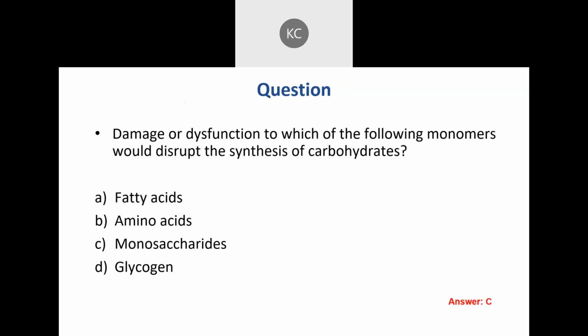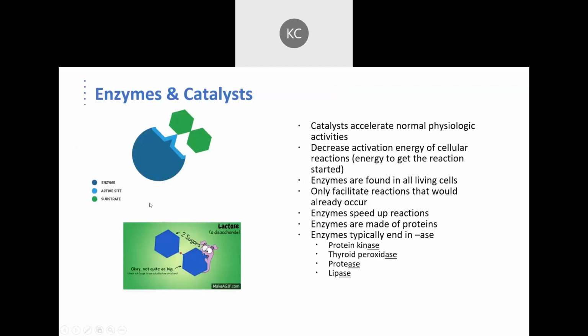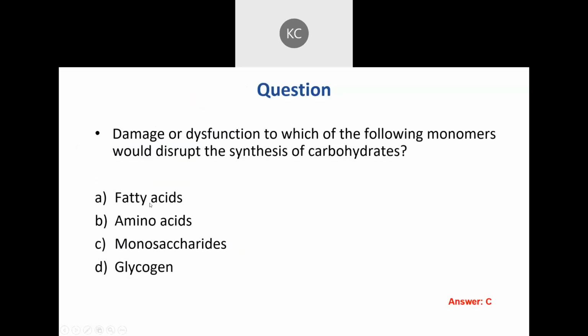So the correct answer in this case is going to be C, right? So the key here is we're looking at carbohydrates. Fatty acids, this is a monomer. So this question is essentially asking for the monomer of carbohydrates. Fatty acids, that's a monomer, but not a monomer for carbohydrates. This is associated with lipids.